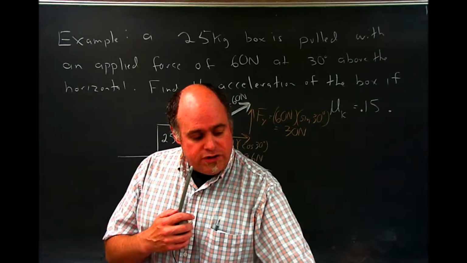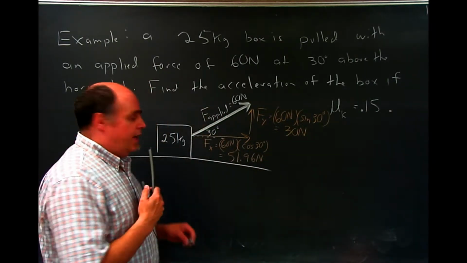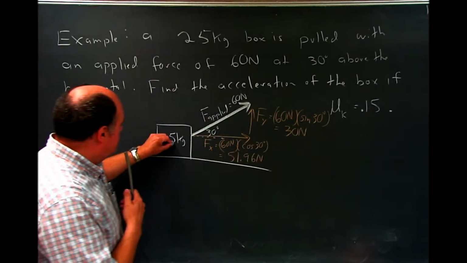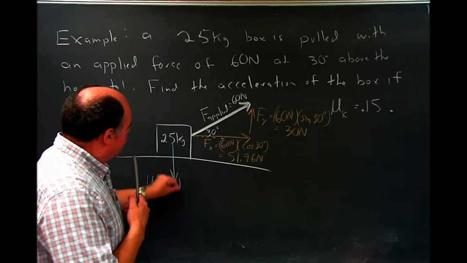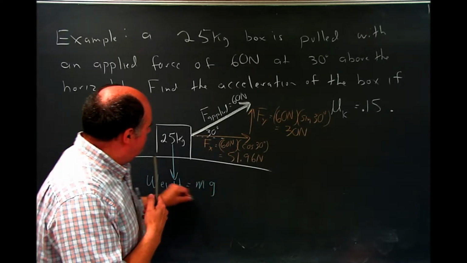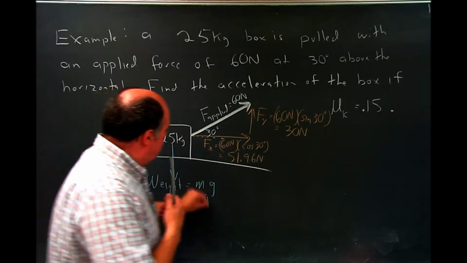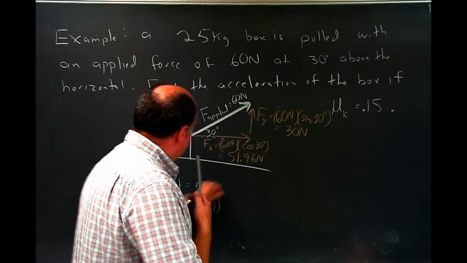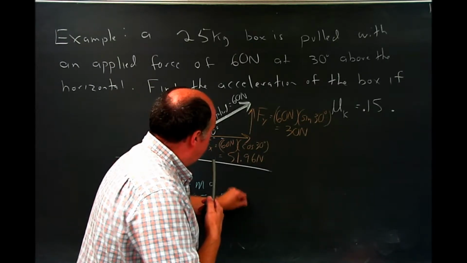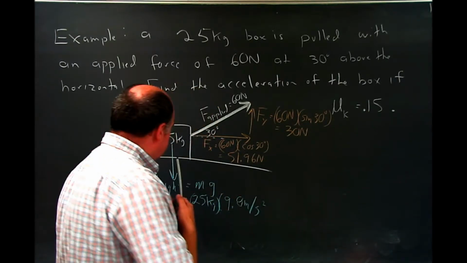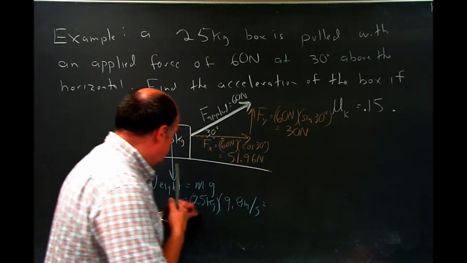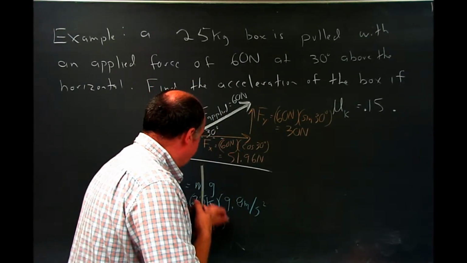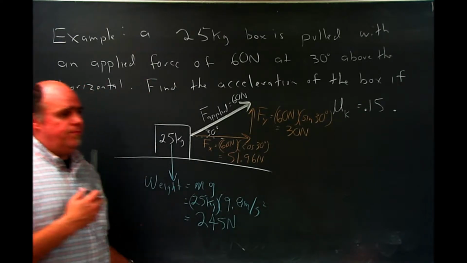Another force that I would like to put on here is the weight. So I go to the center of the box and I go straight down, and the weight equals the mass times gravity, which is 25 kilograms times 9.8 meters per second squared, and that's going to come out to be 245. Okay.